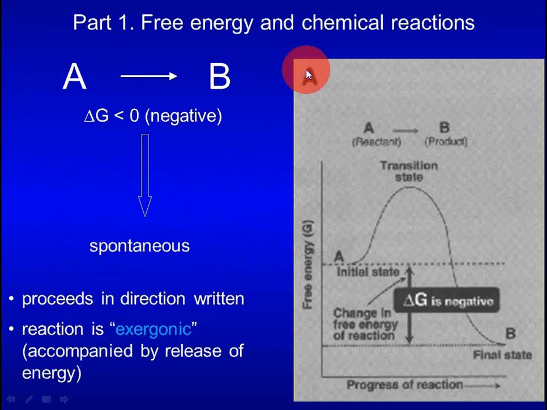Given a chemical reaction, A to B, delta G represents change in Gibbs energy, or sometimes called change in free energy. When delta G is negative, such as the reaction shown here, free energy is reduced. We know from organic chemistry, this reaction can occur spontaneously as written. Second, this reaction is exergonic, meaning this reaction will release energy.